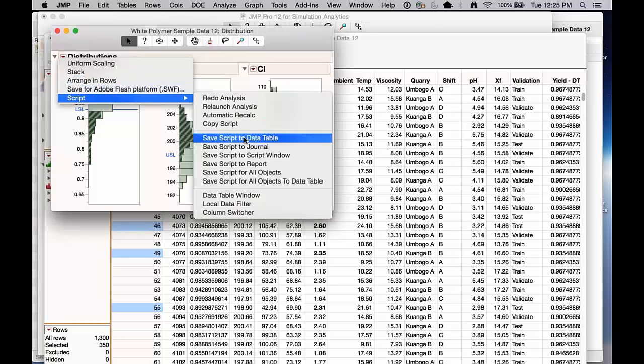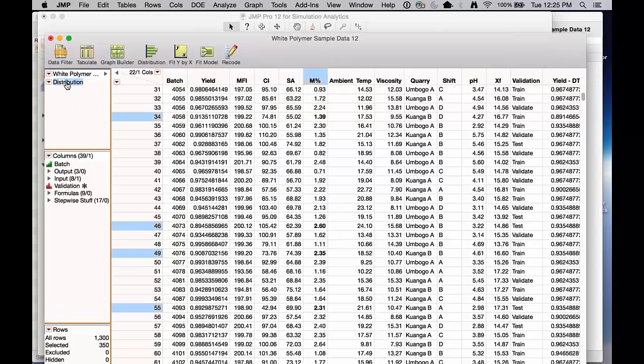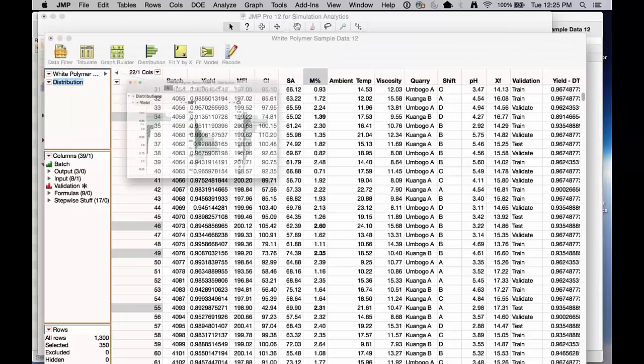I call it saving a script somewhere. I can save this back to a data table, for example. Now it's kept with my data. I can right-click and run it. It's going to reproduce the view.